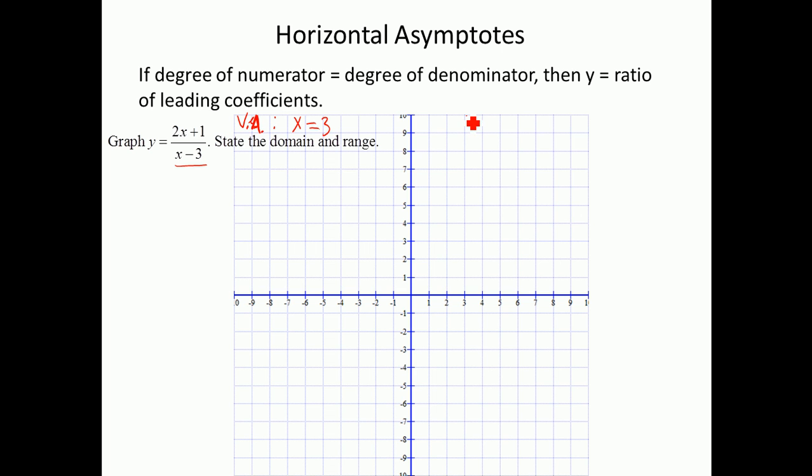So, let's see. I'll draw the vertical asymptote right here. So we have that as our vertical asymptote.